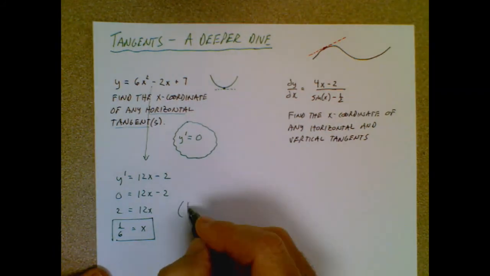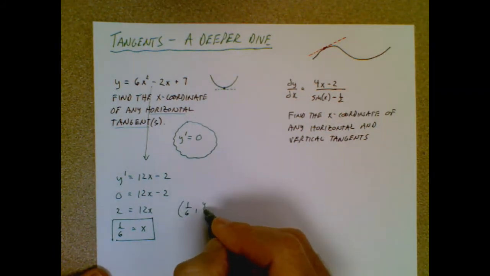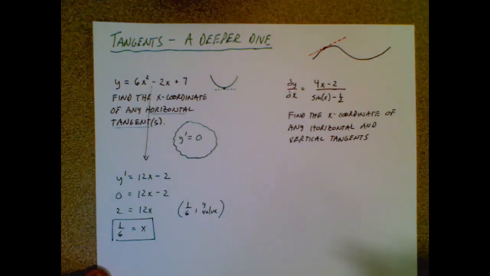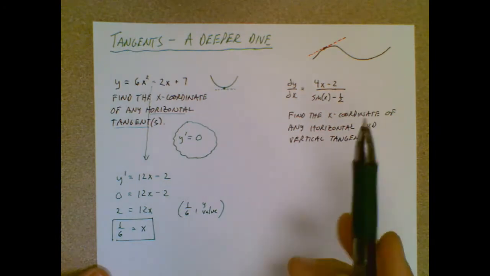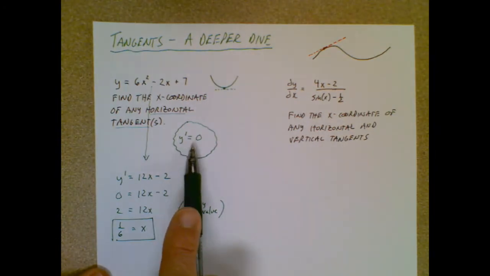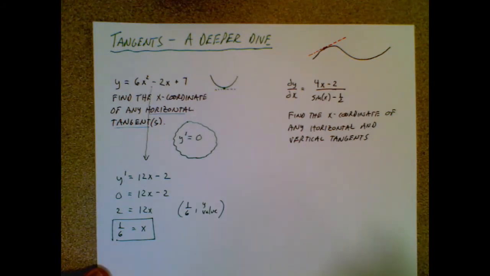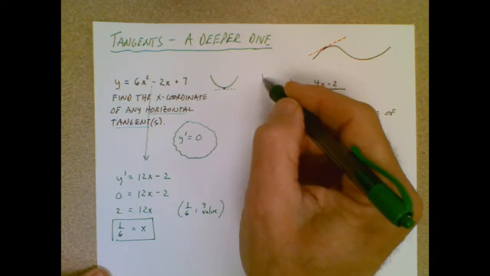Now, by the way, I could also plug in and get a y value if I wanted to, but I don't feel like plugging a 1/6 into that mess. Finding a horizontal tangent means first derivative equal to 0. So yeah, first derivative equal to 0, and you should probably become pretty darn good at that.